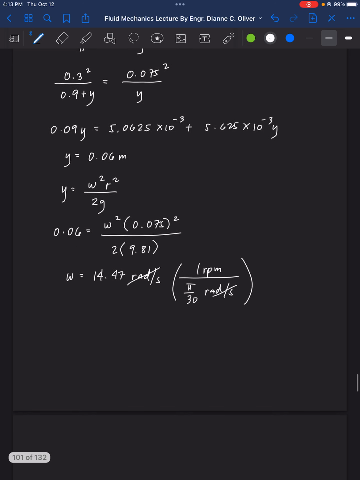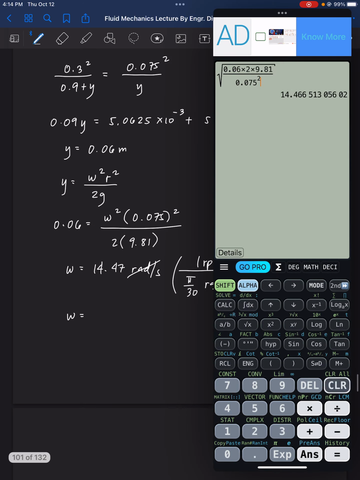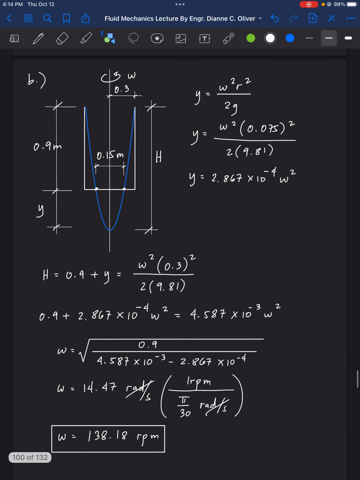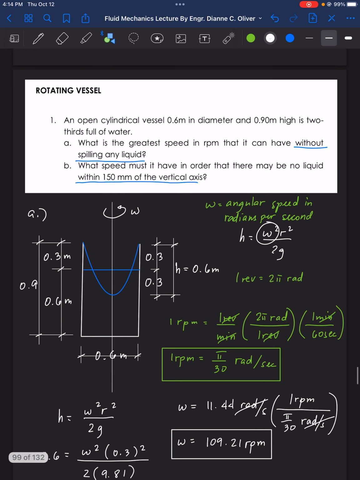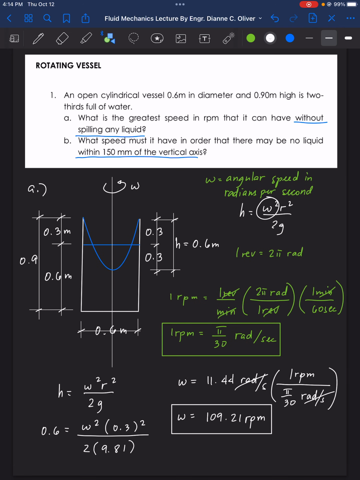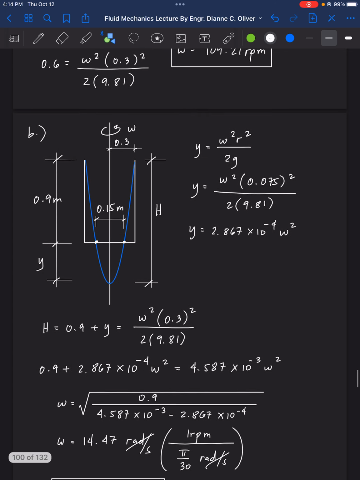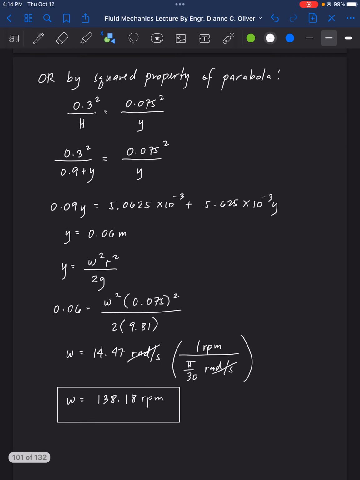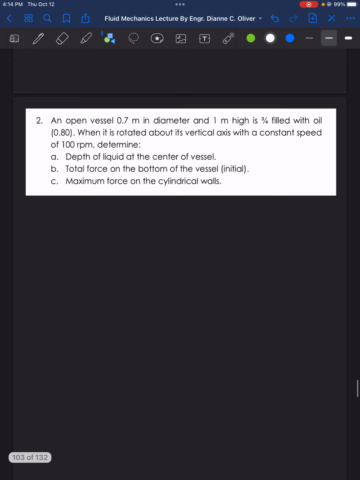And then we multiply this with 1 RPM divided by pi over 30 rad per second. So cancel rad. So we now have omega equal to 14.47 times 30 over pi. So 138.18 RPM. So this is the same answer with what we got from our first solution. So you can use both methods. So that's for number 1. Let's now go to number 2.